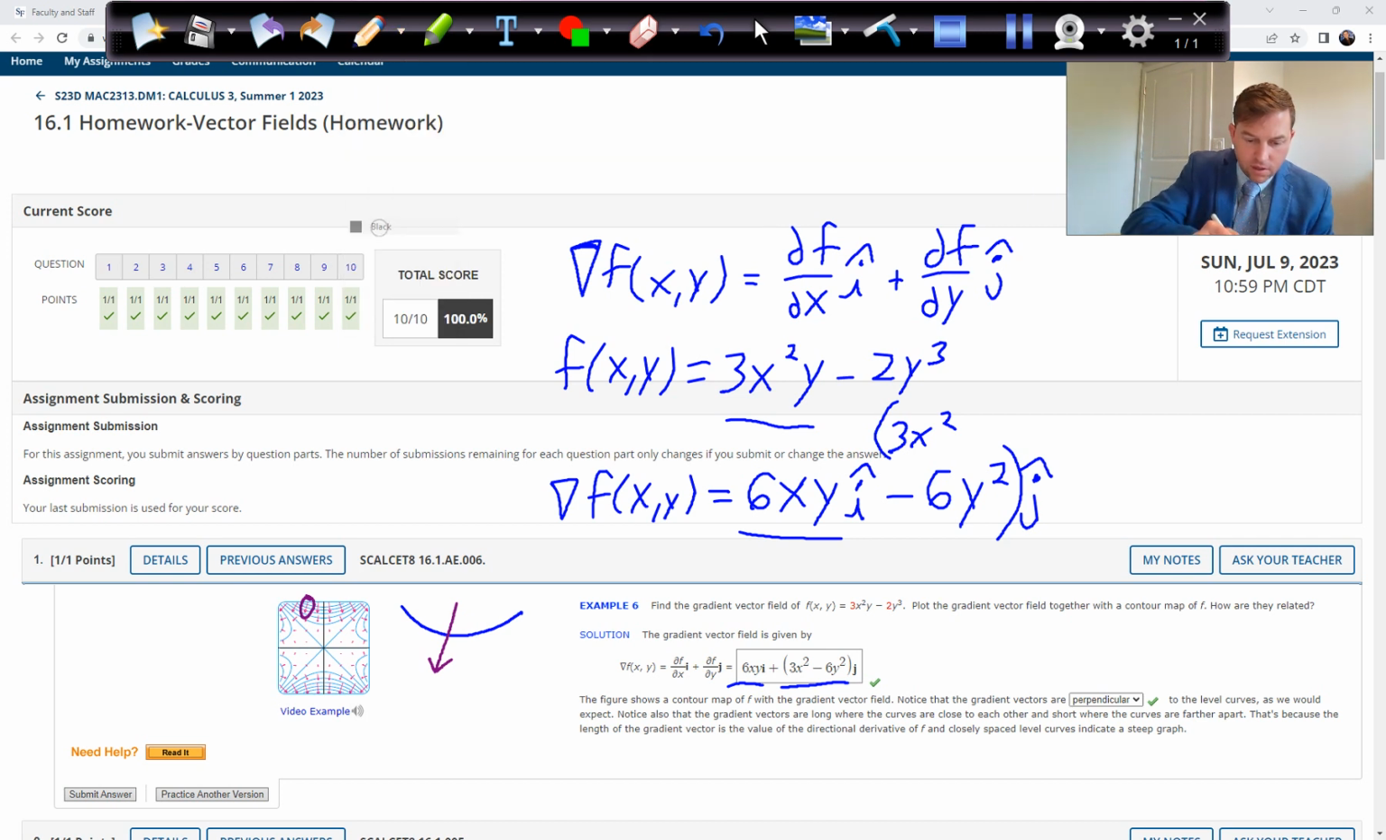Well, if you look, the gradient vector field is perpendicular to the vector field if you were to blow up a section of that. So we put that here, perpendicular. Okay, so that's problem 1. It's just introducing a vector field and its gradient, which is just the partial derivatives of the components.